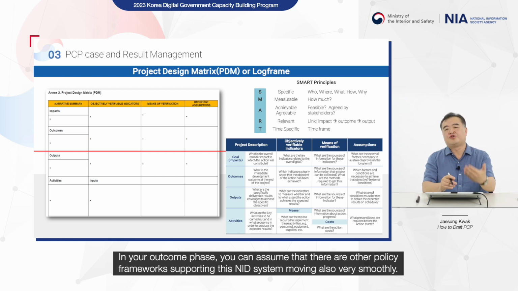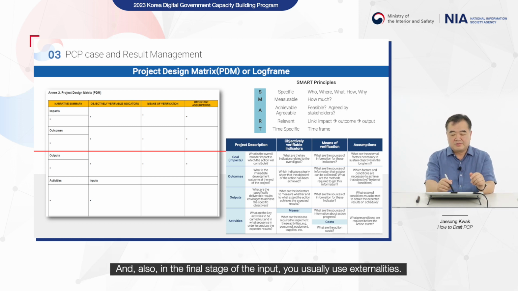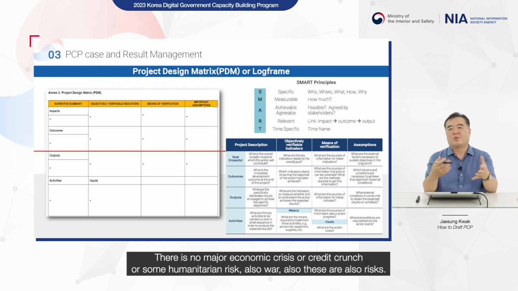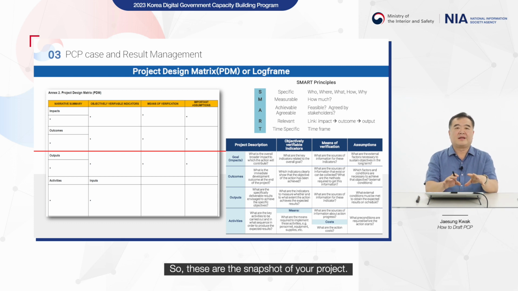In your outcome phase, you can assume that there are other policy frameworks supporting this NID system, moving also very smoothly. You have a very good partnership with the police department, with the Ministry of Interior, with other agencies or administrations to sustain the NID system. And also, in the final stage of the inputs, you usually use externalities. So there is no outside risk like political risk or economic risk. There's no major economic crisis or credit crunch or humanitarian risk, also war. These are also risks. So you put the assumption that there is no external threat or risk to undermine the impact of those projects. So this is the snapshot of your project.